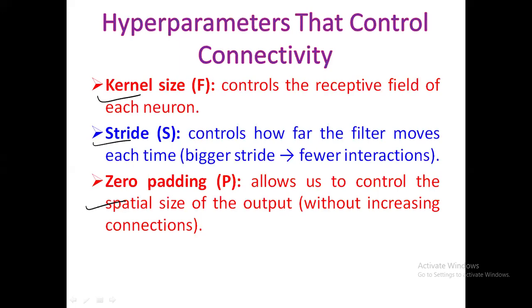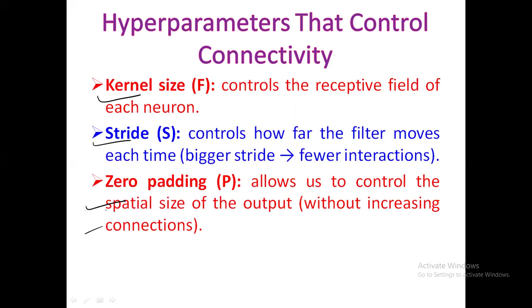Next, padding adds extra zero valued pixels around the border of the input so that the filter can be centered on edge regions. Together, these hyperparameters allow us to fine tune how densely or sparsely the network connects to the input data and how large the output feature maps will be.